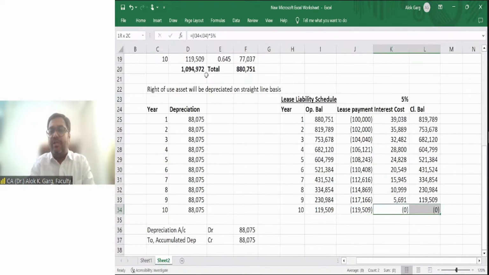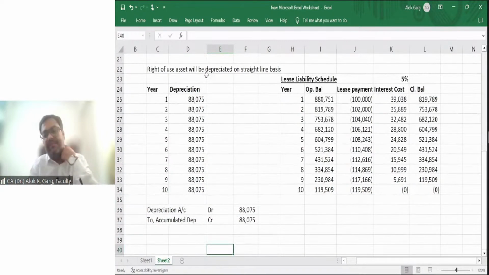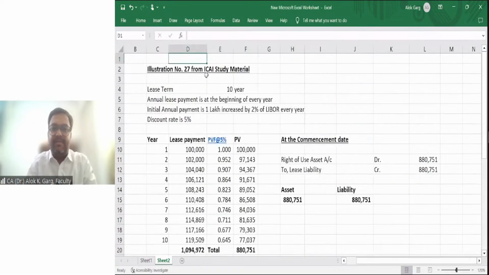In the 10th year, your lease liability has become zero, and your ROU asset has also become zero by getting the depreciation. I hope this illustration number 27 is clear to all of you, friends.